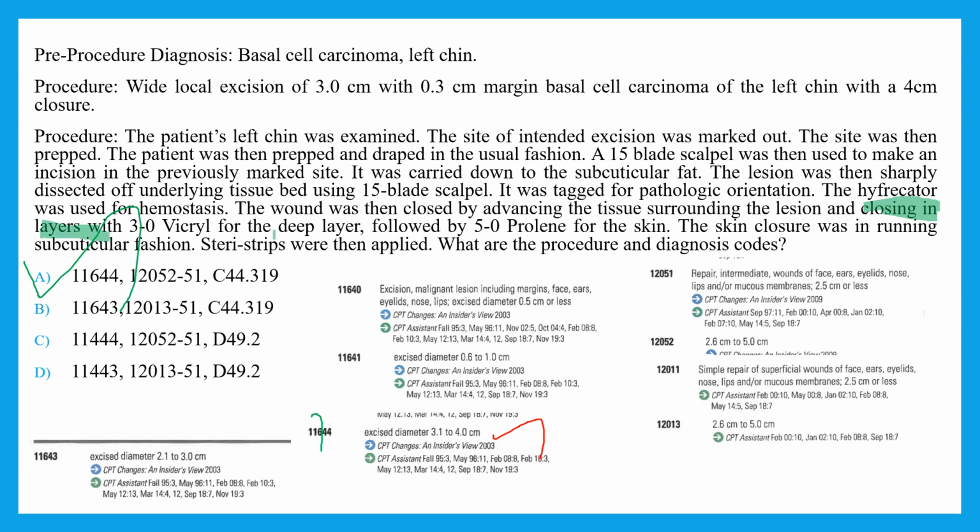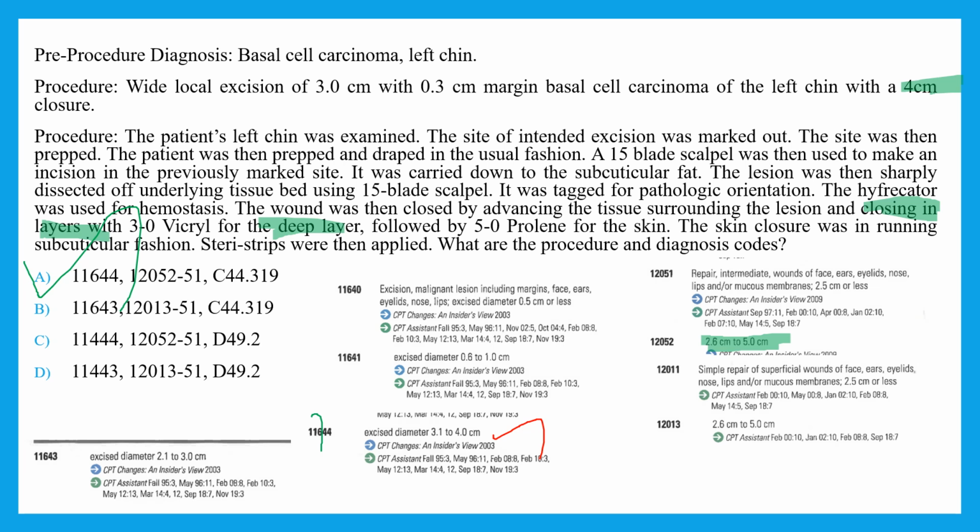Okay, deep layer, that is the intermediate repair. So 12052 is intermediate repair. They had given a 4 centimeter repair. Here they had indicated 12052 for 2.6 to 5, and the 4 lies between this. So 52 is right.